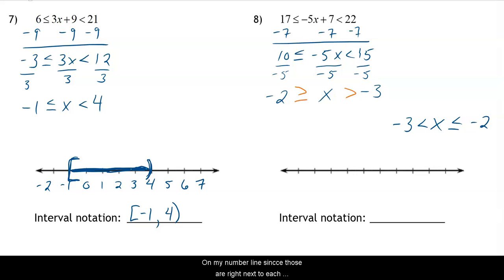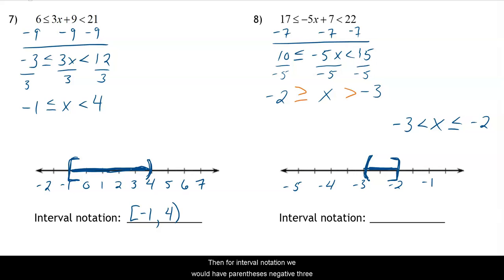On my number line, since those are right next to each other, I'm going to skip some marks in between. I'm going to start though with negative 5, negative 4, negative 3, negative 2, negative 1. So negative 3 will have a parenthesis. Okay, and x is greater than negative 3, that's why it is facing to the right. X is less than or equal to negative 2. We'll have a bracket. We will shade in between those.